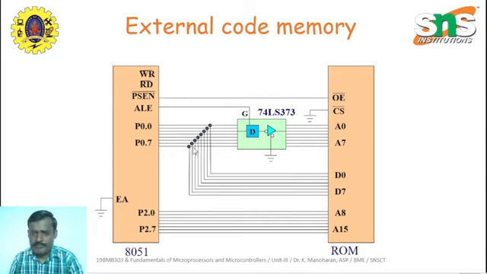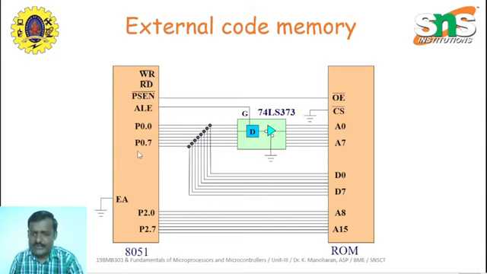The remaining lines act as the data bus, which will be directly connected to D0 to D7. So from port 0, the actual address lines, A0 to A7, and the data lines, D0 to D7, are extracted by using these latches. Again, the data bus acts as a bidirectional bus, and the address bus acts as unidirectional.